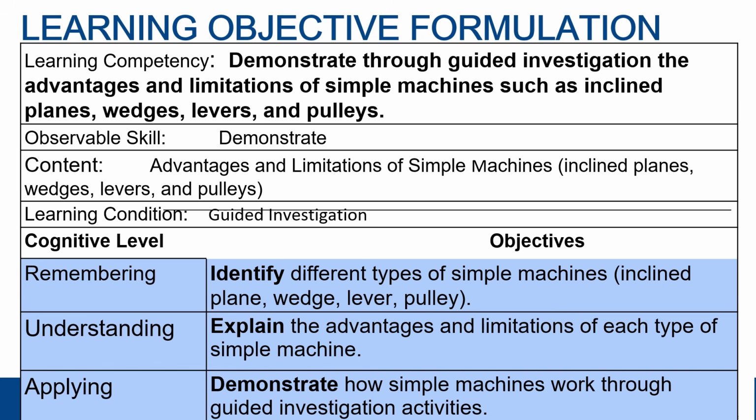Now, looking at the SOLO taxonomy, start with the left. Identify, which is remembering, is unistructural. Understanding, explain the advantages and limitations, is multistructural. And applying, demonstrate how machines work, is under relational.